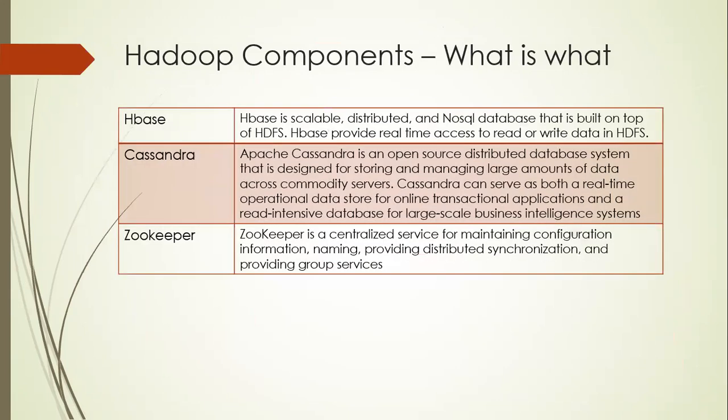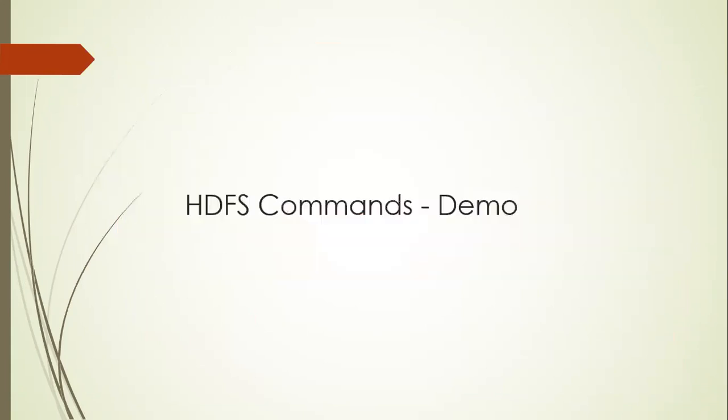And we have HBase. HBase is a scalable distributed NoSQL database built on top of HDFS. Cassandra is also an open source distributed database system that is designed for storing and managing large amounts of data. Zookeeper is a centralized service for maintaining configuration. It helps to configure all the tools that we have seen so far.